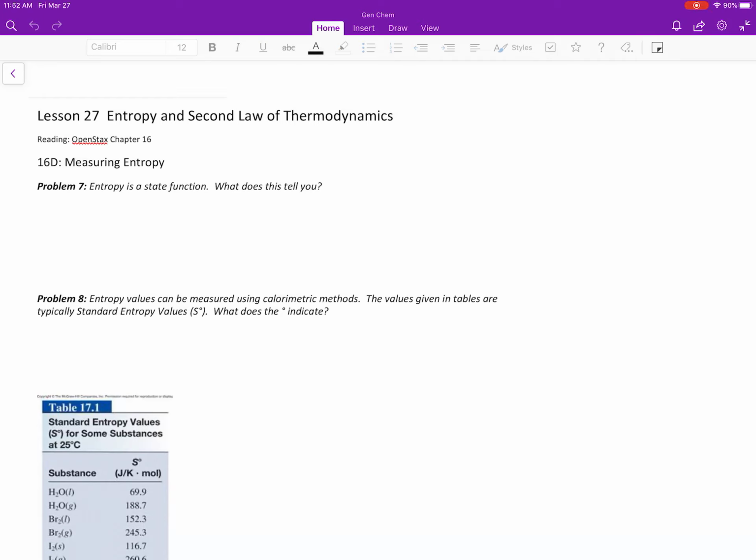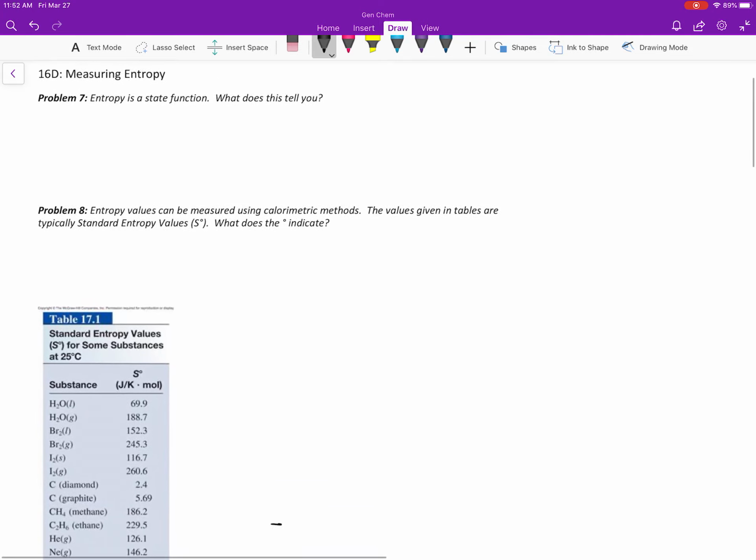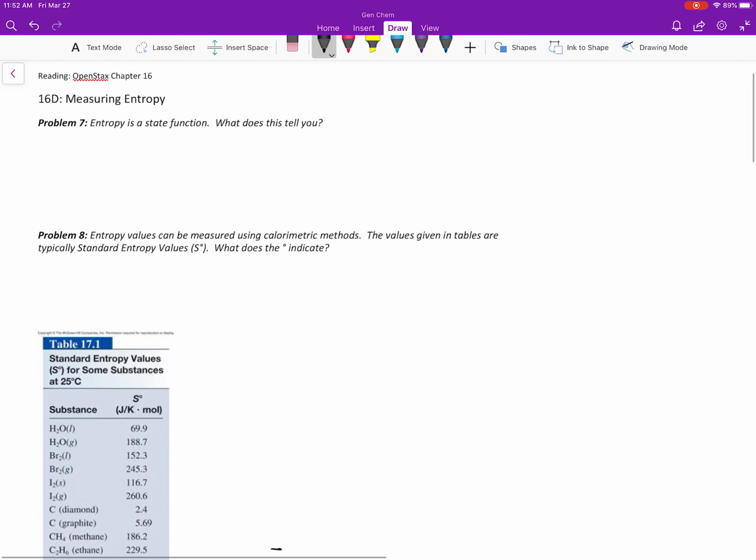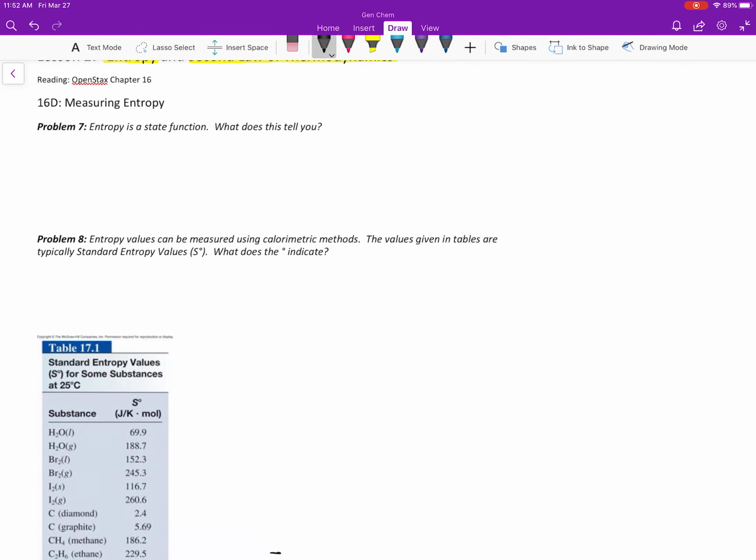Lesson 27 is going to be about entropy. So we're going to talk more about entropy, which we said last time in lesson 26 we would call disorder. We learned about the first law of thermodynamics last time, and now we're going to learn about the second one. And if you remember, we said there were 3, so we have one more to learn about after the second one.